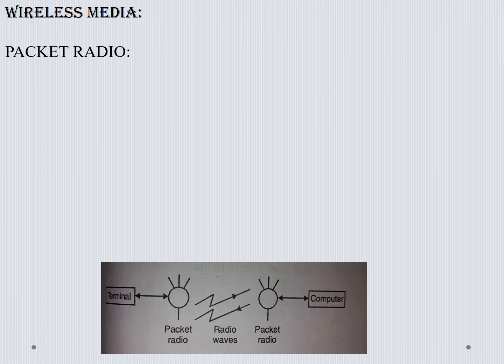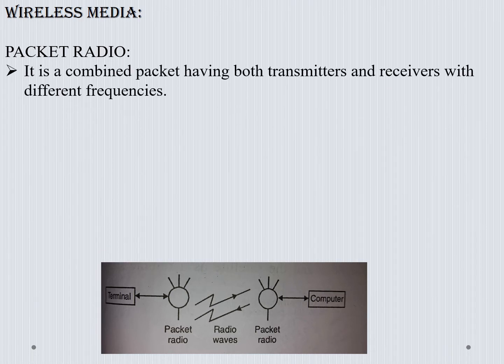Packet radio. Packet radio is a digital radio communication mode used to send packets of data. It uses packet switching to transmit datagrams, which is very similar to how packets of data are transmitted between different computers on the internet. Packet radio can be used to transmit data over long distances. Here you can see the diagram of the packet radio, a combined packet having both transmitter and receiver with different frequencies.